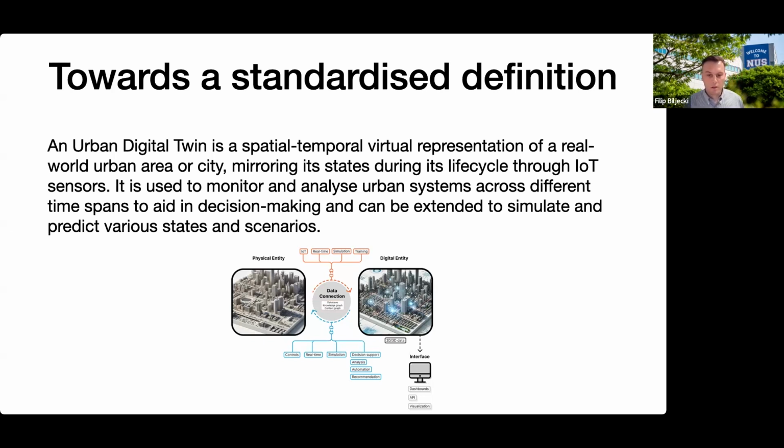An urban digital twin is a spatial temporal virtual representation of a real-world urban area or city, mirroring its states during its life cycle through IoT sensors. It is used to monitor and analyze urban systems across different time spans to aid in decision-making and can be extended to simulate and predict various states and scenarios.